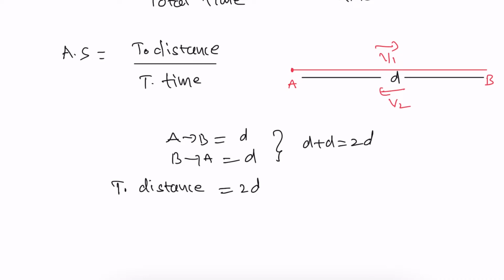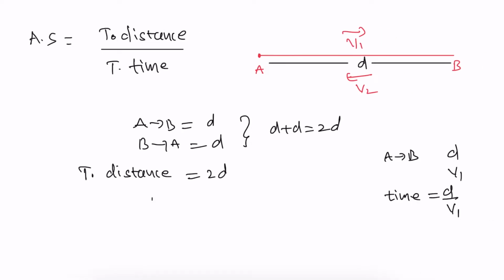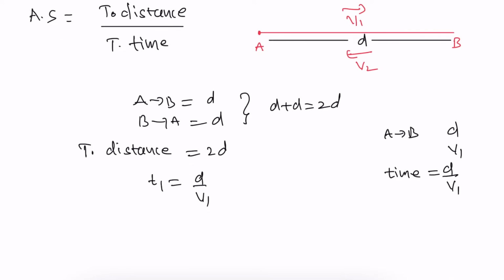Now what is the total time? For A to B, how much time is taken? We know that from A to B the distance is d and the speed is v1. So the time is distance by velocity, that is d by v1. So time 1 is d by v1. From B to A, it covers the same distance with speed v2. So the time is distance by velocity, so t2 is equal to d by v2.